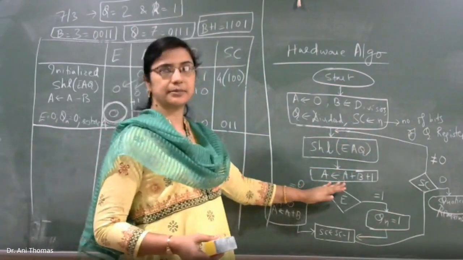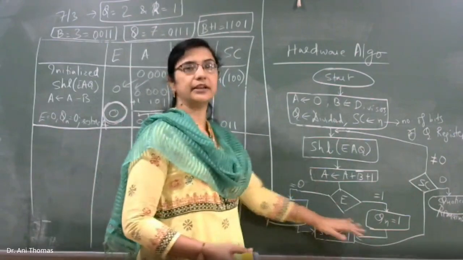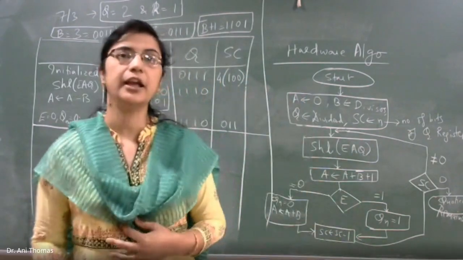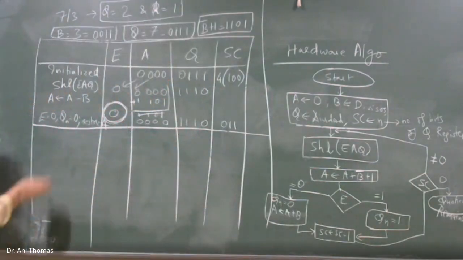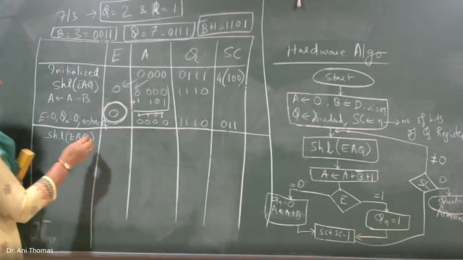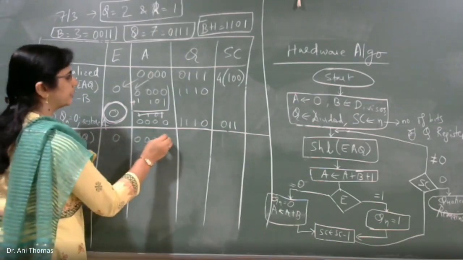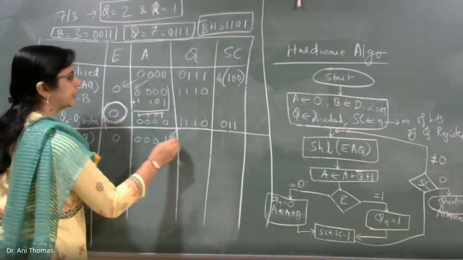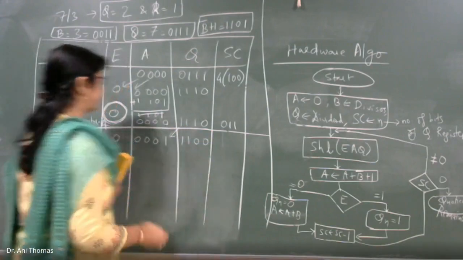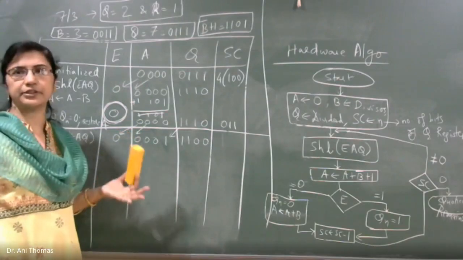Shift left, A is A minus B. Check the value of E, and depending on whether it is 0 or 1, we will check the sequence counter. So we'll do it again. Shift left EAQ. What we are getting here is 0, 0, 0, 1. This one is shifted left here to 1, 1, 0, 0. Each bit is shifted to the left in the shift left operation.